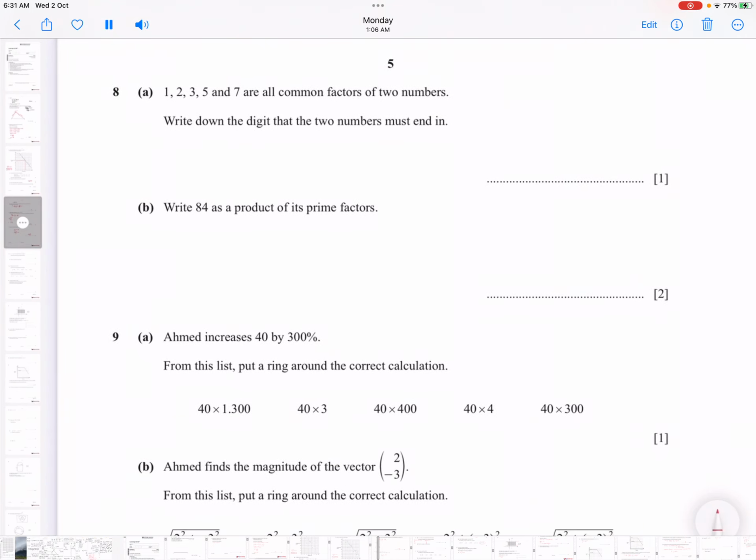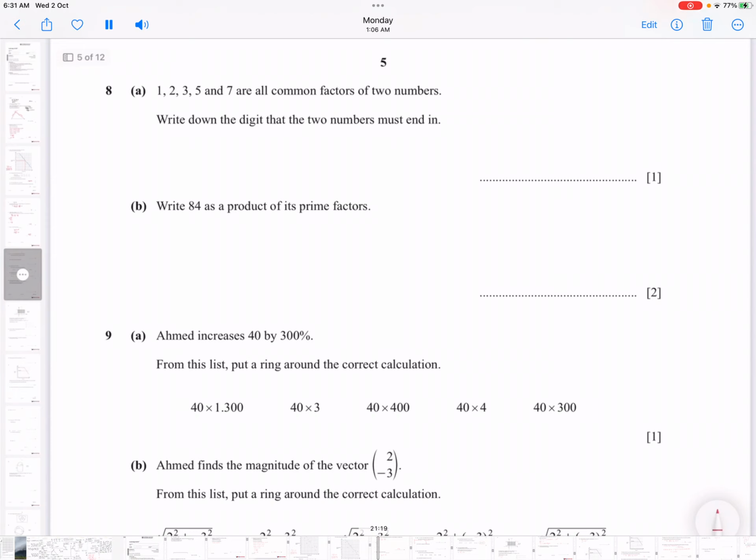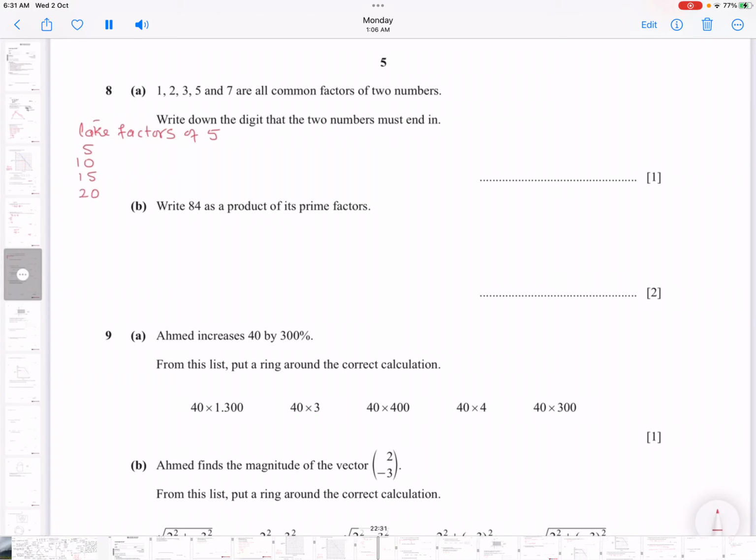So question number 8. 1, 2, 3, 5 and 7 are all common factors of two numbers. Write down the digit that the two numbers must end in. This sentence most of the students did not understand. So you write the multiples of 5: 5, 10, 15 and 20. Then write the multiples of 2: 2, 12, 14, 16, 18, 20. So stop on 20 because both the numbers got the same value and these two numbers end in zeros. So you can write 0 here as your answer.